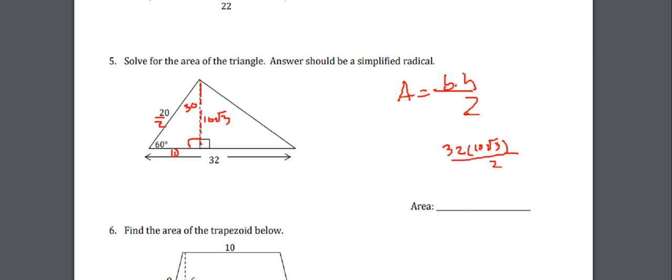And we want to divide it by 2. So it says keep it as a radical. So we're going to have 320 rad 3 divided by 2. And this is going to give us 160 rad 3. And again, if I don't see units, I'm going to write units squared.